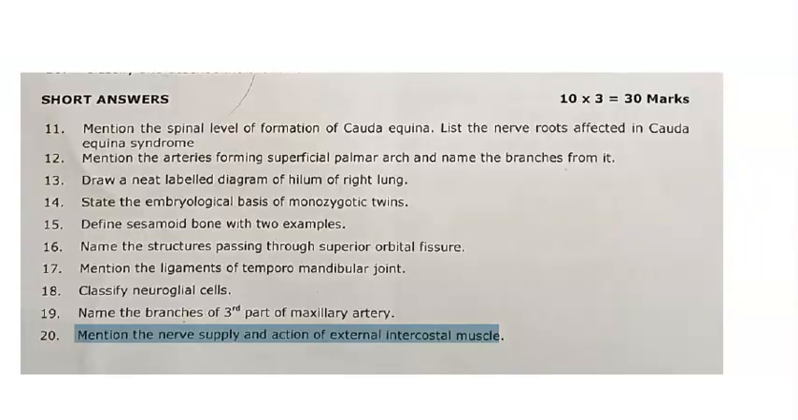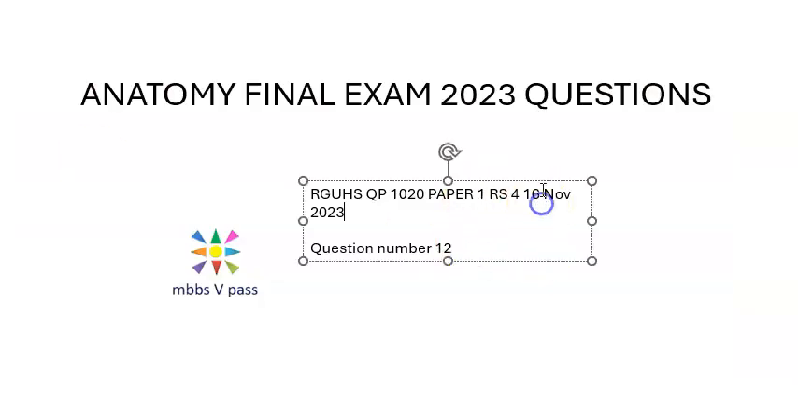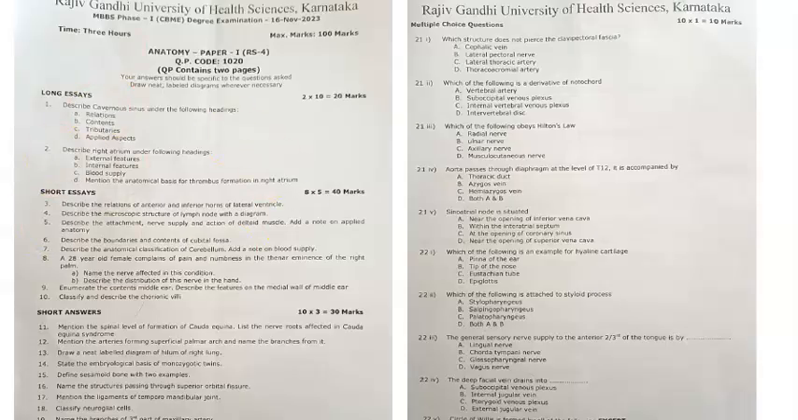So people, now let us look at this question. Mention the nerve supply and action of external intercostal muscle. Okay, so they are asking you the action of the external intercostal muscle. So when was this question asked? This question was asked in the anatomy final year November 2023 paper. So this is an important question.